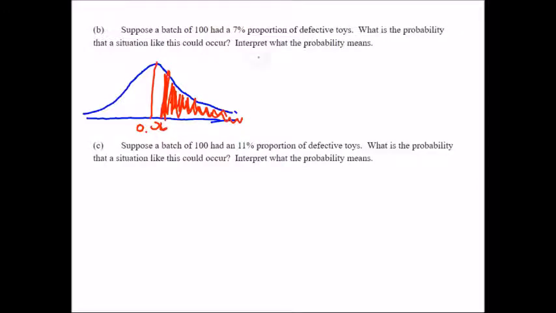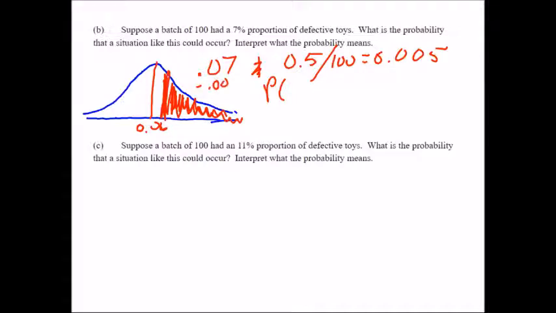So what we're going to do is a continuity correction. So that's going to be 0.5 divided by 100, which is 0.005. So to change this to an x interval, I'm going to take the 0.07, and since the 0.07 is going to actually be the lower bound, I'm going to subtract 0.005. So what I'm going to actually calculate is the chances that x is greater than or equal to 0.065.